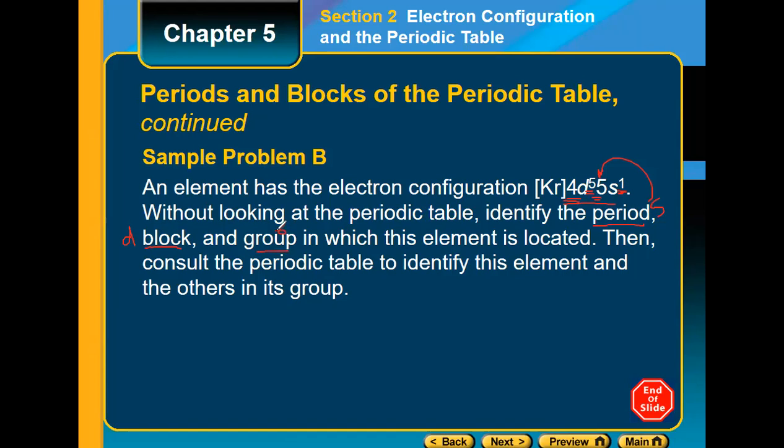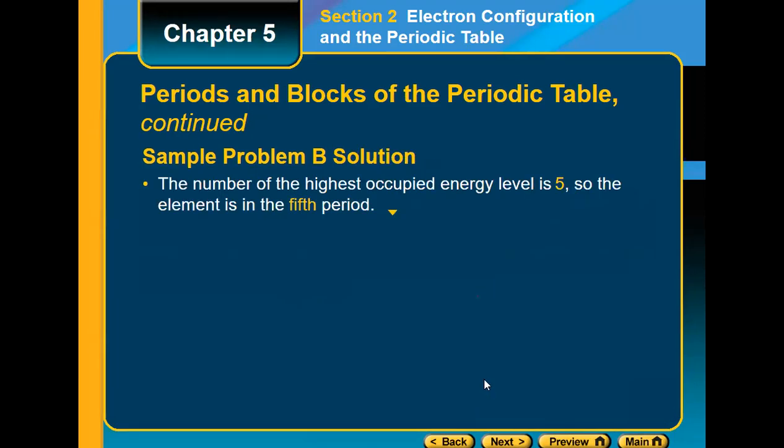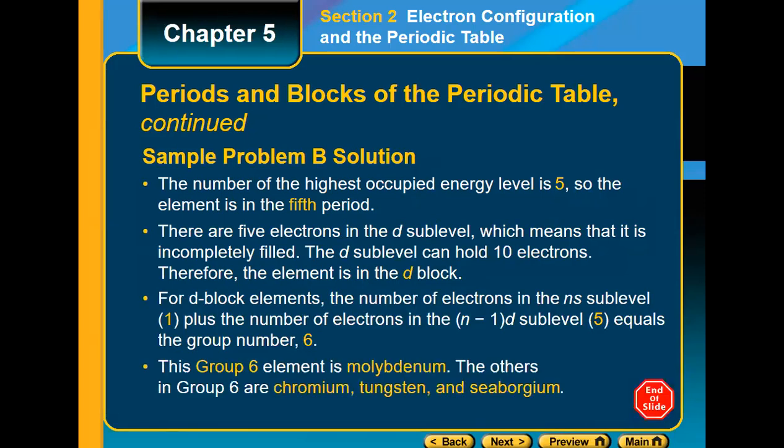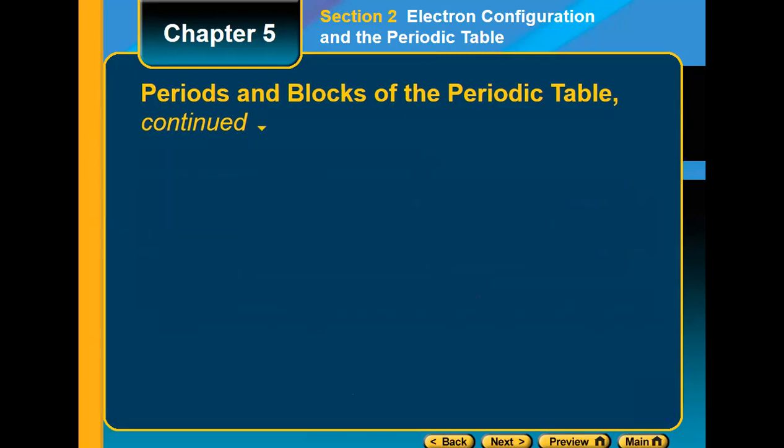Okay, so let's check our answers here, guys. So we said fifth period, D block, and group number 6. If we go back to the periodic table, of course, we're going to find the group 6 element is molybdenum. So our answer is true, of course. Of course, an exam will be supplied with an image of the periodic table, so you can go back to the periodic table when he asks you to.